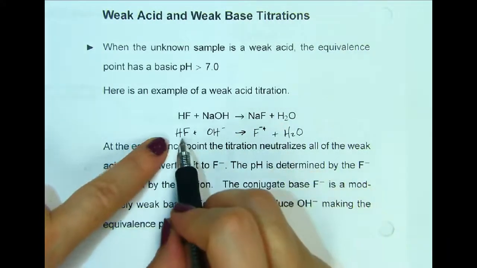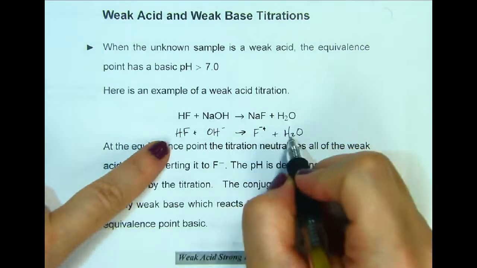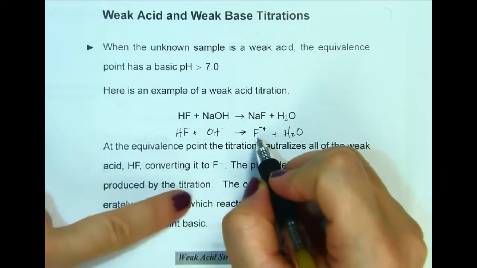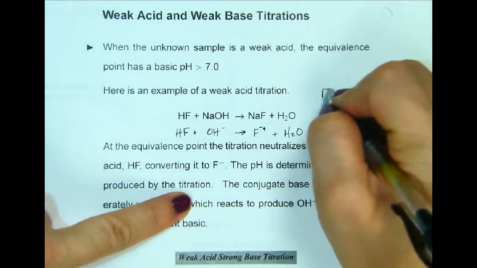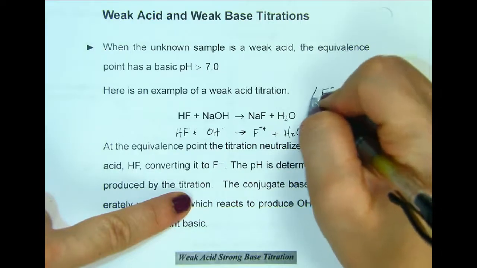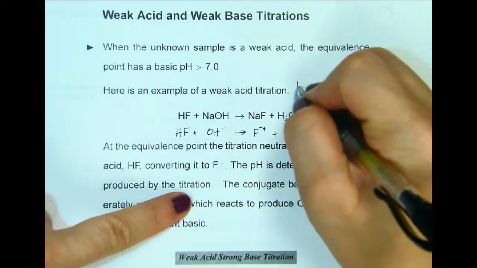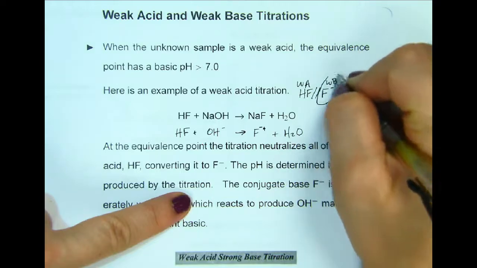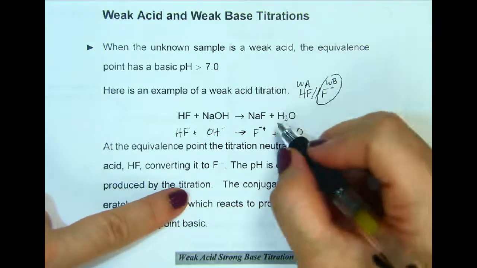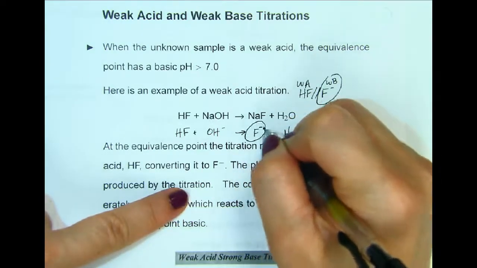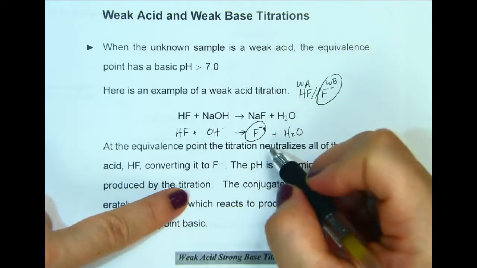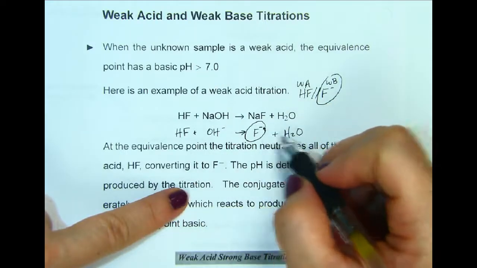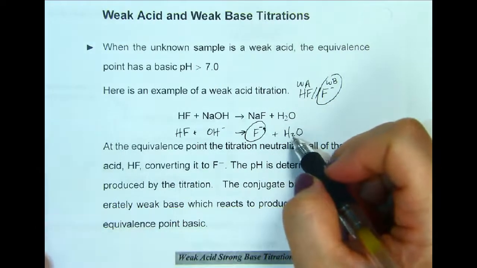The pH is going to be based on our products, and because fluoride is an anion that came from hydrofluoric acid, which is a weak acid, that makes this a weak base, which means that the conjugate is going to be responsible for the fact that the pH is a little bit greater than 7, because that is a weak base and water is neutral.